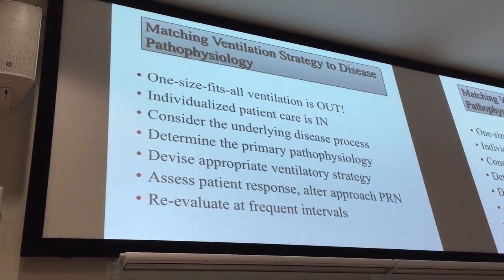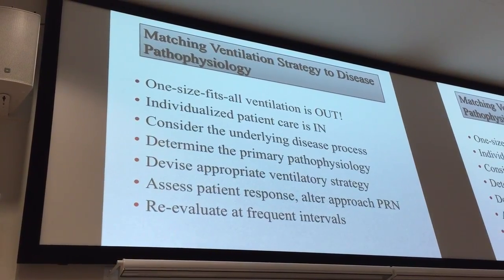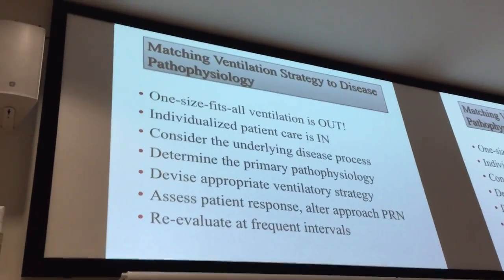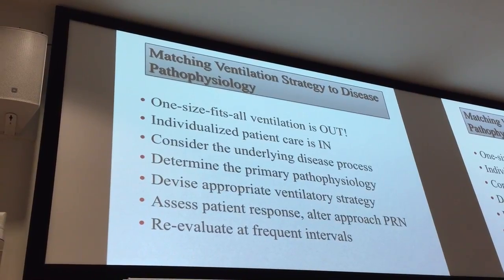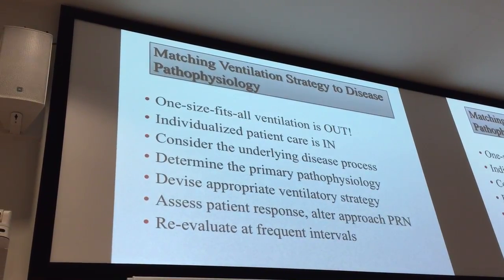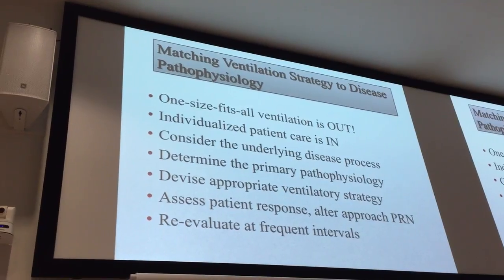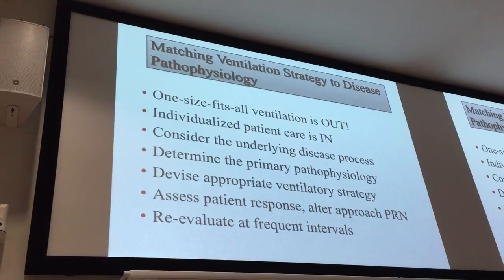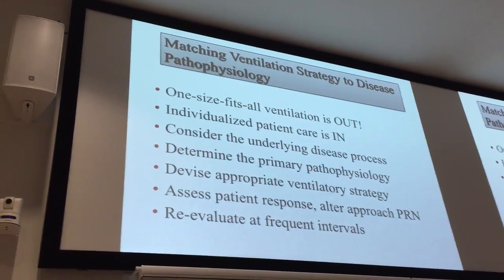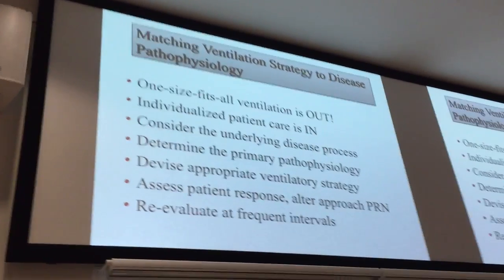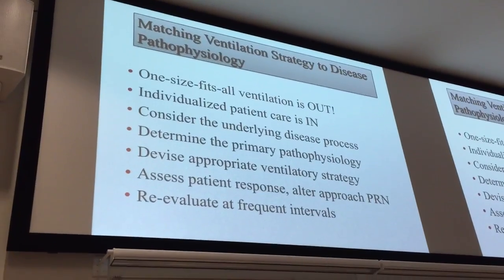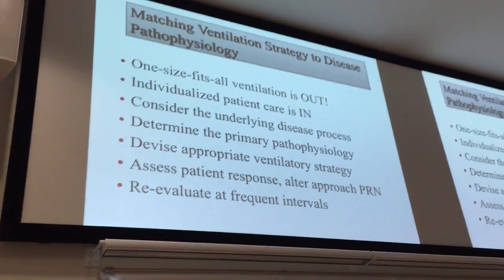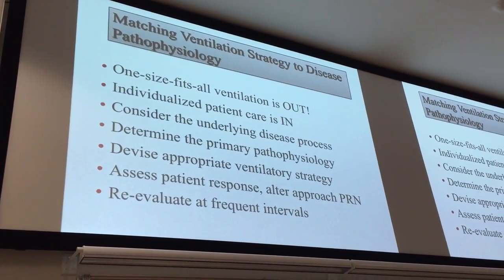So it's physiology. All right, so bottom line, one-size-fits-all ventilation is out. Individualized patient care is in. It's not just genetics, it's physiology. We're all talking about designer drugs and all that, and that's all great. But we have the ability to do designer ventilation, and we don't. And it's cheap. All you have to do is think about what's going on, consider the underlying disease process, figure out what is the primary problem here, and then you devise the appropriate strategy.